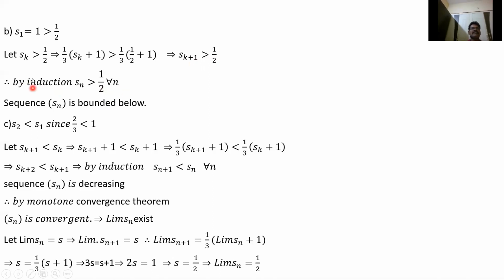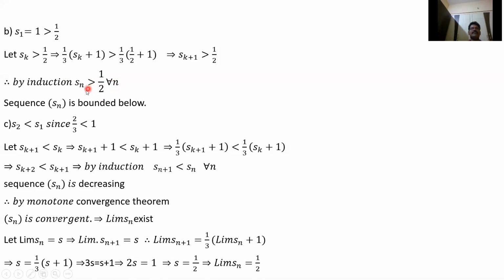So first I have shown that for n equal to 1 it is true, S1 equal to 1 greater than 1 by 2. Let it be true for k, Sk greater than 1 by 2. Then it is true for Sk plus 1: if you take 1 by 3 Sk plus 1 greater than 1 by 3 into 1 by 2 plus 1, this is 3 by 2, and we get S(k plus 1) greater than 1 by 2. Therefore by induction Sn is greater than 1 by 2. That means every term of the sequence is greater than 1 by 2.